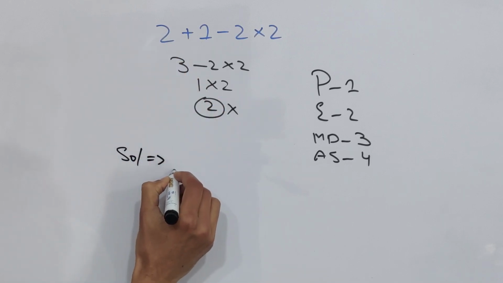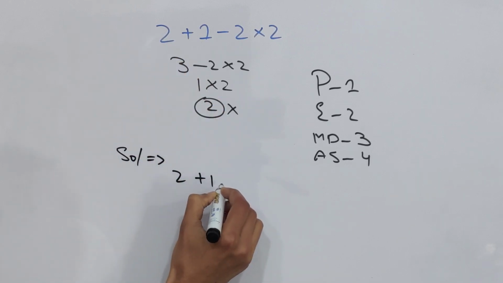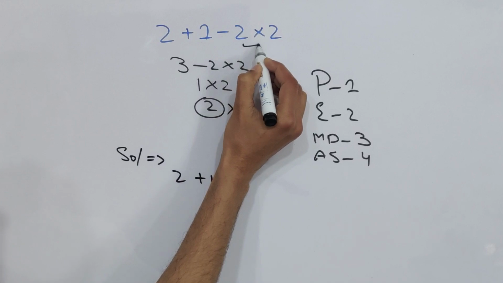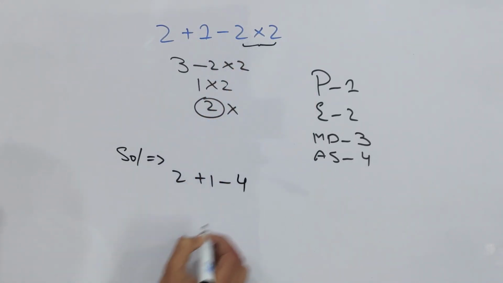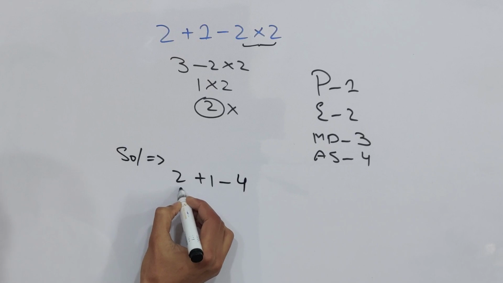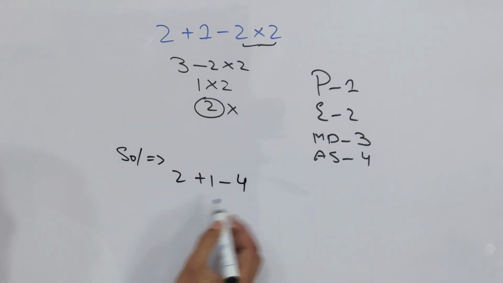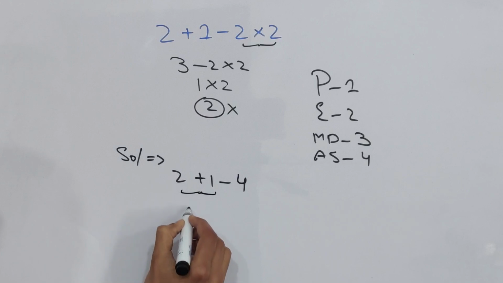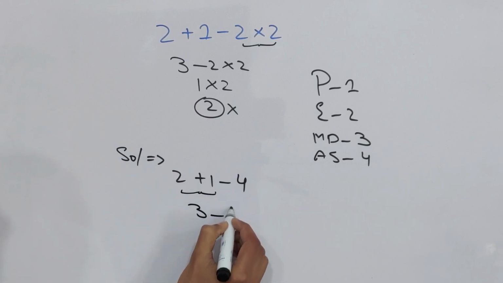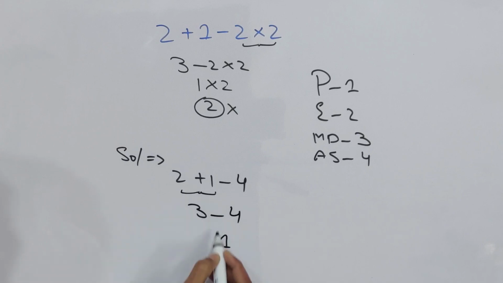So 2 plus 1 minus, multiply first, right? So 2 times 2, 4. Okay, now addition and subtraction from left to right. So plus first, right? So 2 plus 1, 3 minus 4, right? So 3 minus 4, negative 1.